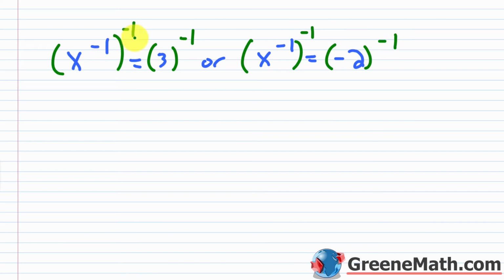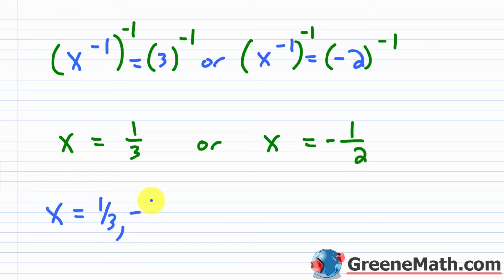And what's going to happen is power to power rule. -1 times -1 is 1, so you'd have x by itself. And this is equal to, if you have 3 to the power of -1, it's 1/3. So now I'm going to say or. Over here, same thing. X raised to the power of -1, raised to the power of -1. X is just going to be raised to the power of 1, right? -1 times -1 is 1. This is equal to, you've got -2 being raised to the power of -1. So this is basically 1 over negative 2. Okay, so you could write that in a simpler format and just say this is negative 1/2. So x here is 1/3 or x is negative 1/2. Again, I could write this as x equals 1/3, comma, negative 1/2.